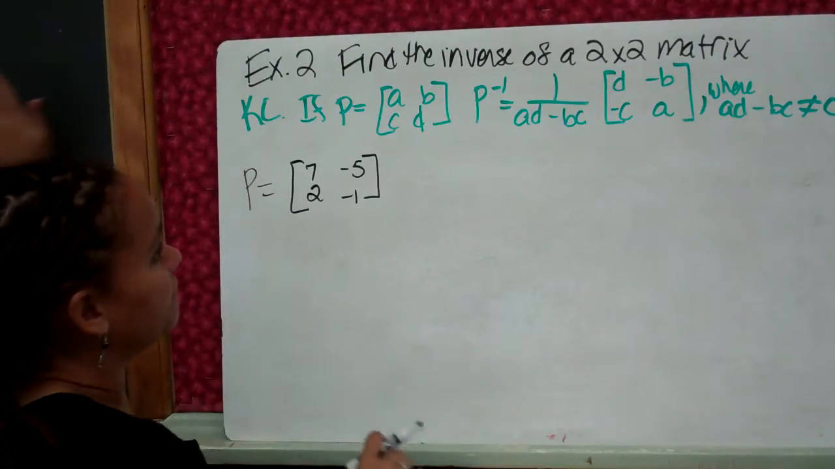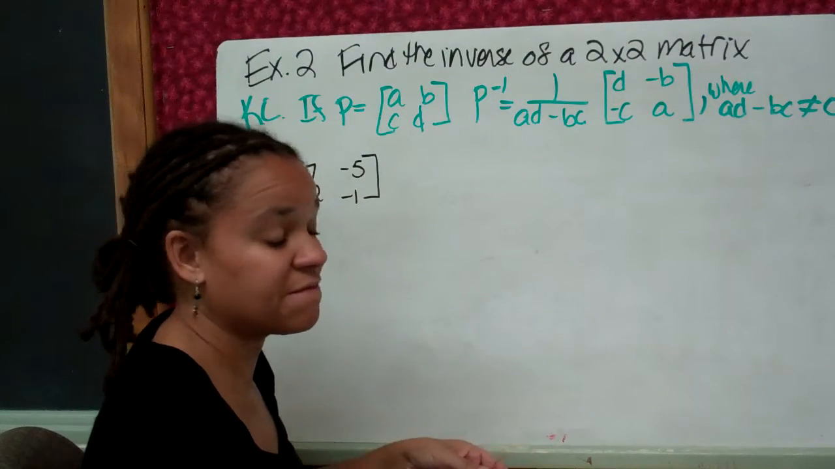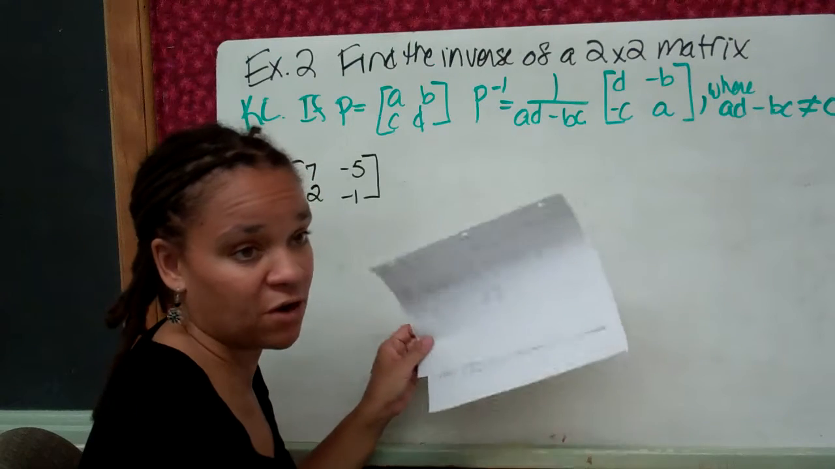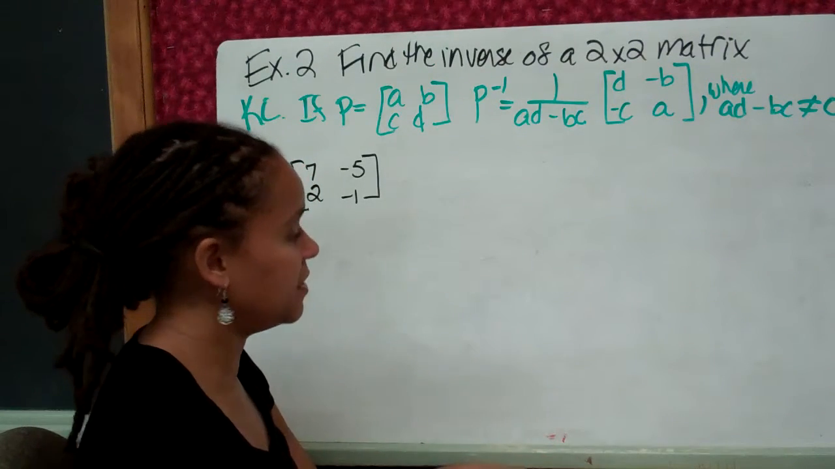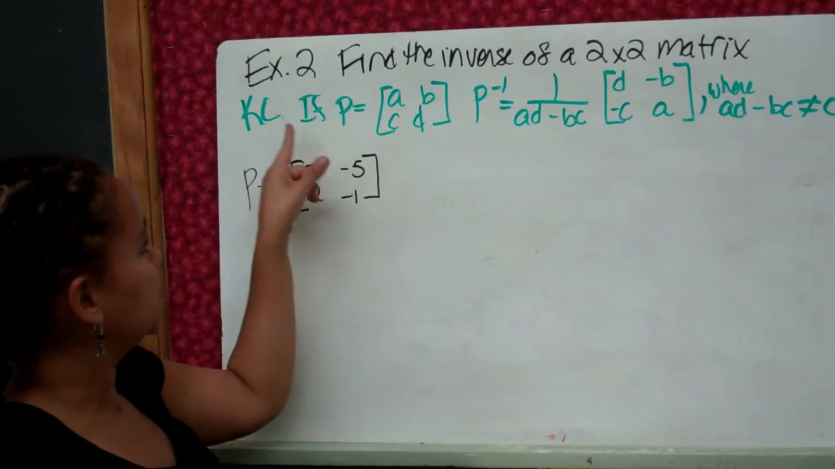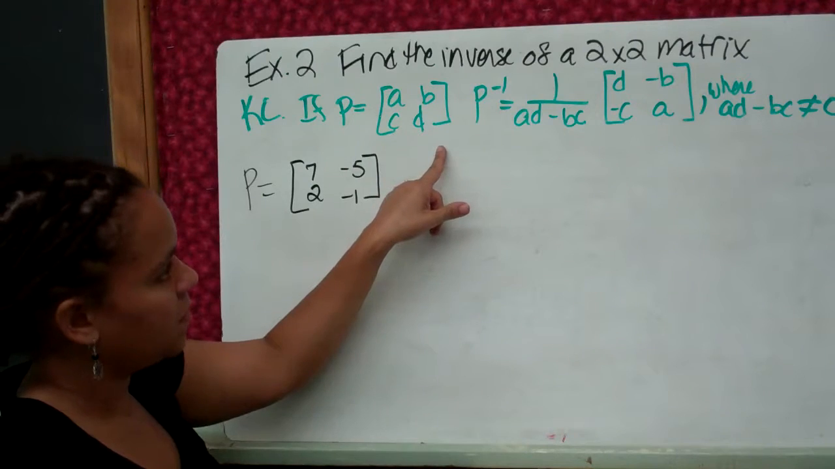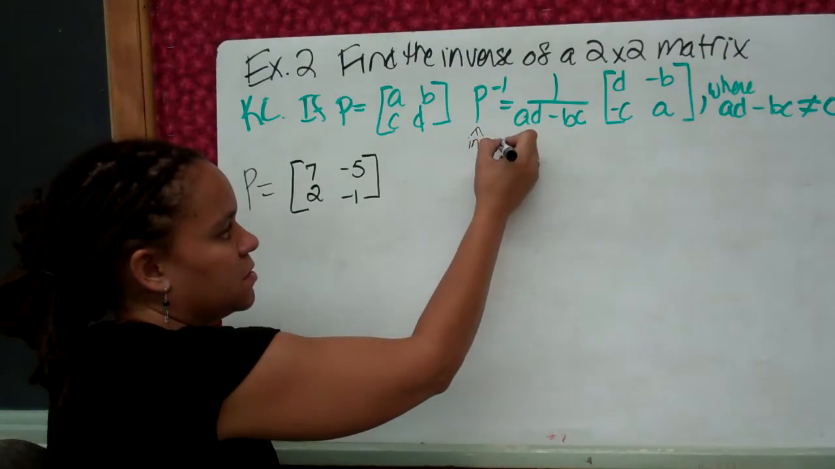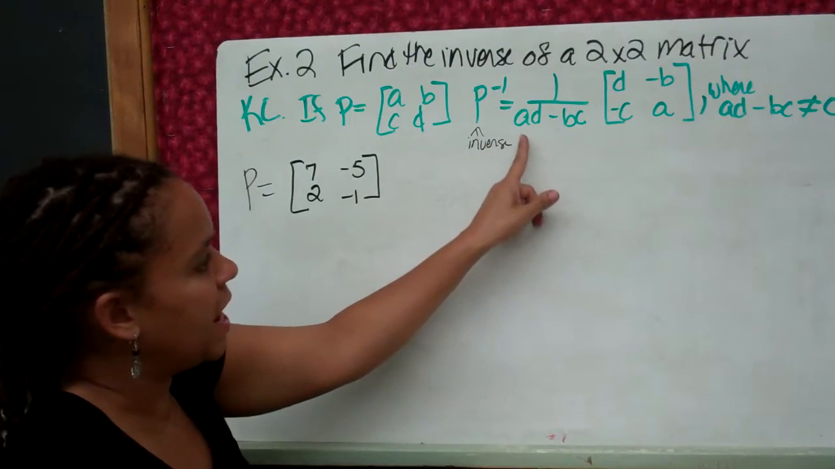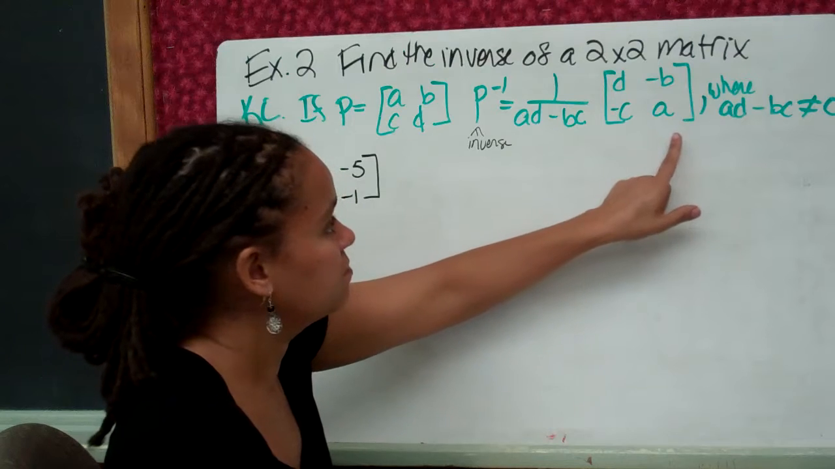All right, example 2. Find the inverse of a 2 by 2 matrix. So this is actually figuring out what the inverse is. We know how to verify: multiply and see if they get the identity. And in order to find the inverse, we have to use this. So here's the key concept. If P is A, B, C, D, then the inverse, that's P to the -1, is 1 over AD minus BC times what I call the mixed up matrix.